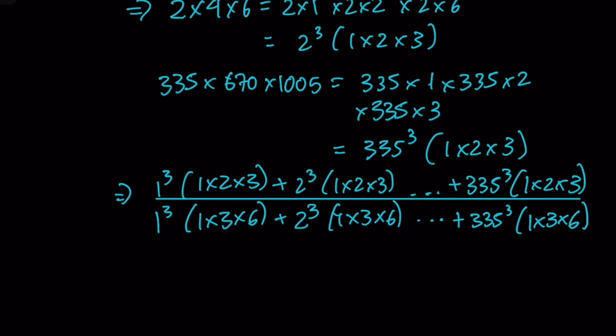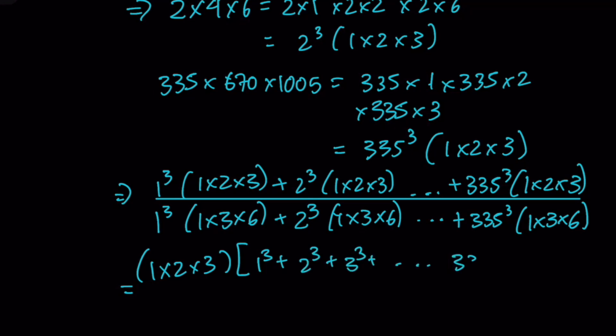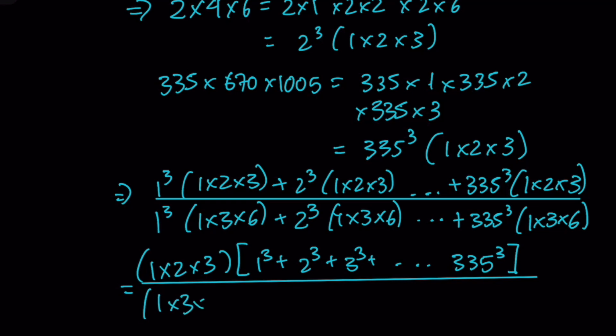If you notice, we can factorize this 1 times 2 times 3 on top, and we can factorize this below. We will have 1 times 2 times 3 times 1 power 3, 2 power 3, 3 power 3, right? All the way until 335 power 3. Similarly, below we'll have 1 times 3 times 6 times 1 power 3, 2 power 3, 3 power 3, all the way to 335 power 3.